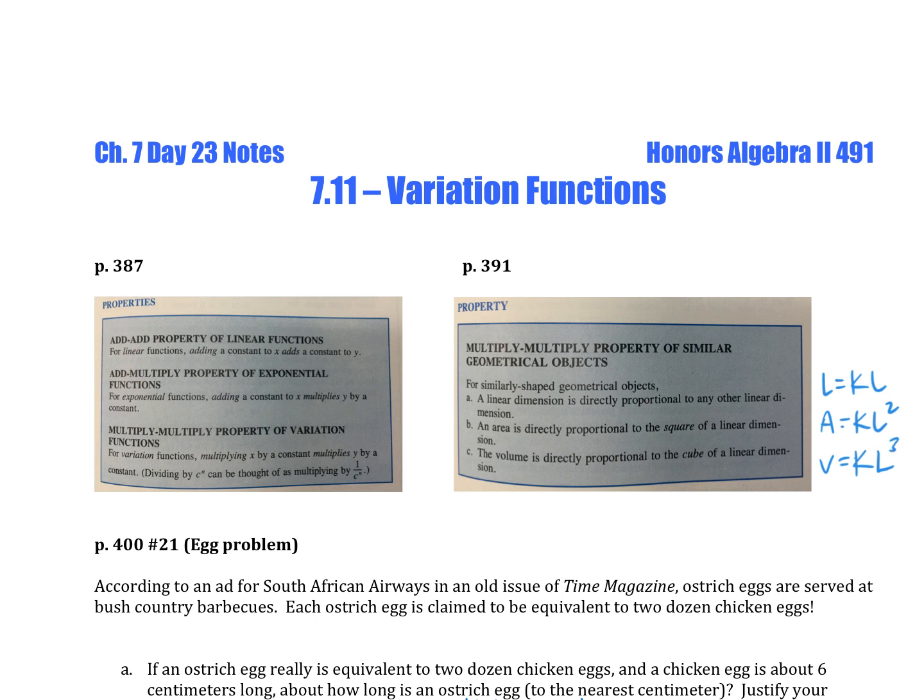So keeping that in mind, we're going to look at two examples, the first one being the egg problem, and we're going to use this concept for the geometrical objects.